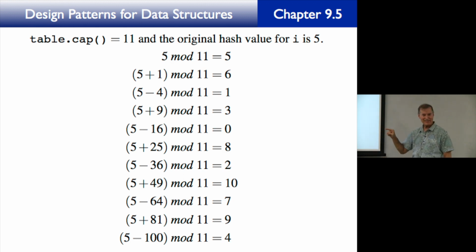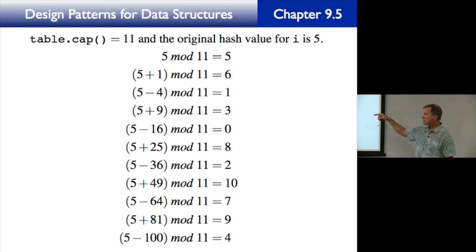Now check this out, you guys. This is really slick. What happens is 5 mod 11 is 5, so that's going to be the first one. Now suppose you get a collision there. Then what are you going to do? 5 plus 1 is 6. Mod 11 is 6, right? So you're going to check 6. And then the next time it'll be 5 minus 4, but 5 minus 4 mod 11 is what? It's 1, because you keep adding 11 until you get the remainder.